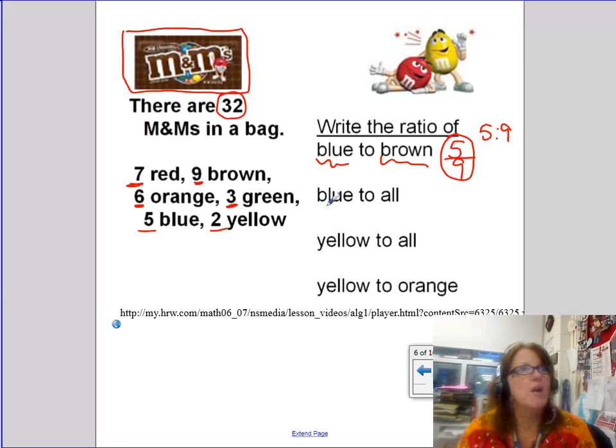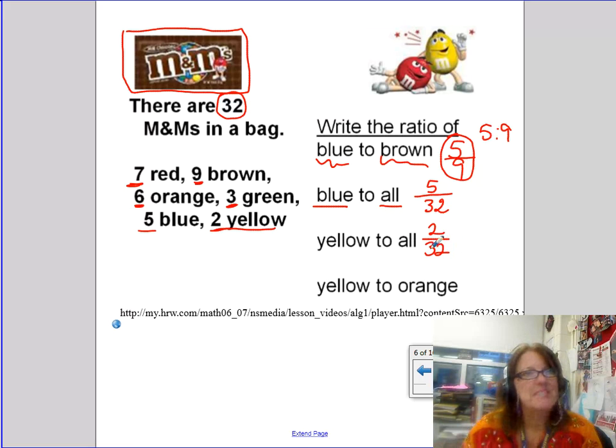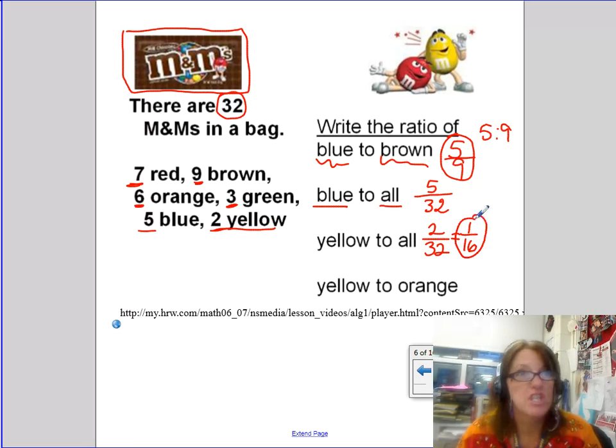Okay, how about blue to all? Blue was 5. So whatever word comes first, that's your numerator. Blue to all, 5 to 32. Okay, yellow to all, 2 to 32. Hold on. That's not its simplest form. So something I want you to recognize is if you get a fraction that's not in simplest form, put it in simplest form. Okay?